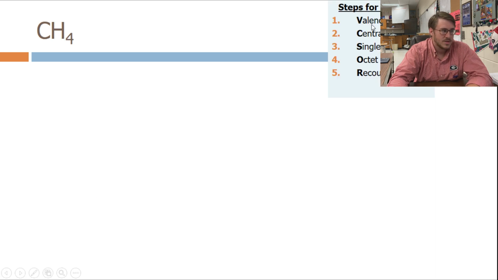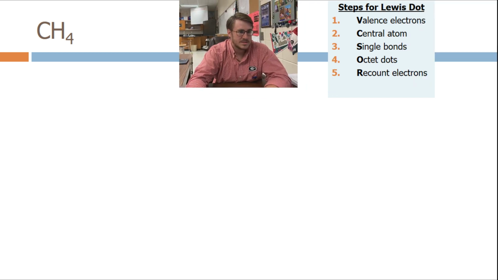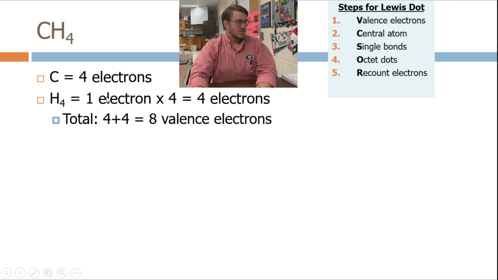Check it off. So the steps we can simplify are VCSOR: count the valence, draw the central atom, single bonds, give it the octet dots, recount. It's good to go ahead and count those electrons from the start. So in this case, CH4, C has 4, H4 has 4, for a total of 8 valence electrons. So I'll just need to keep that 8 circled up there. Okay.